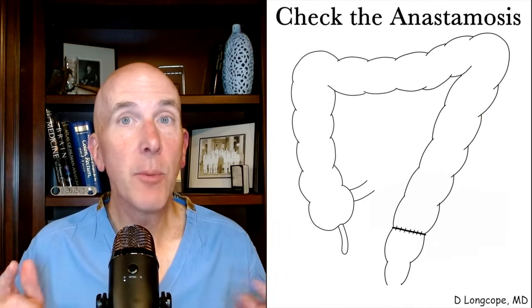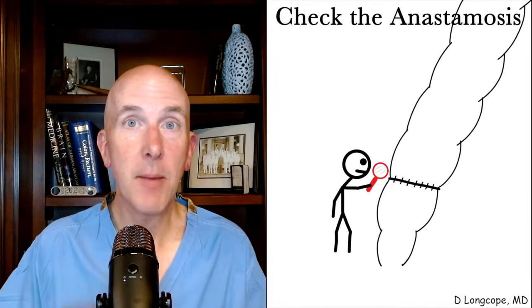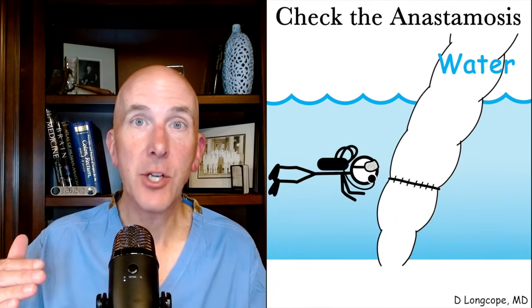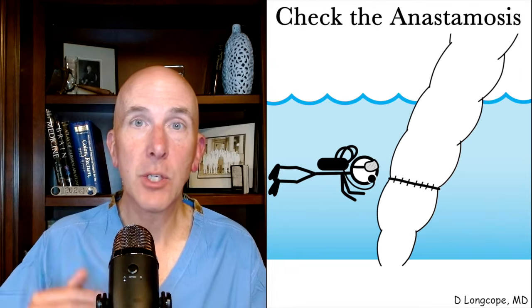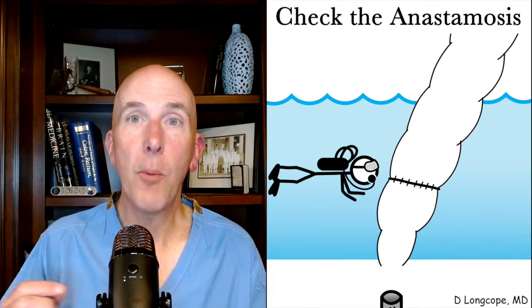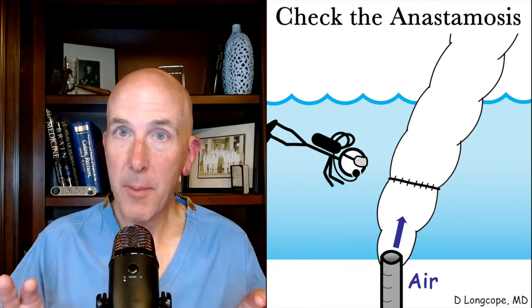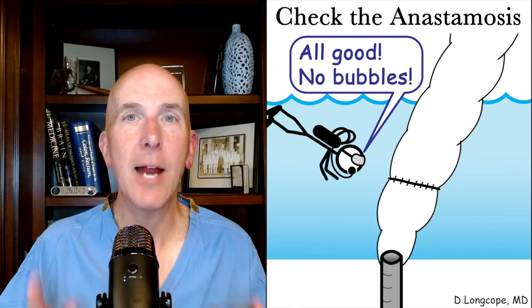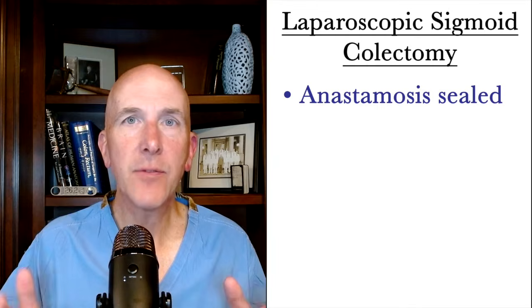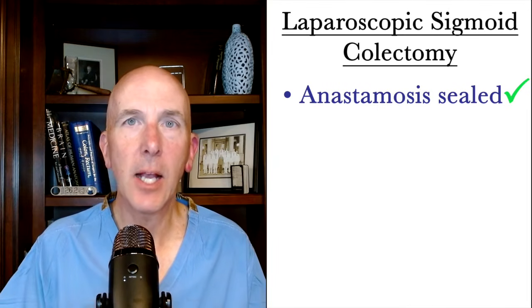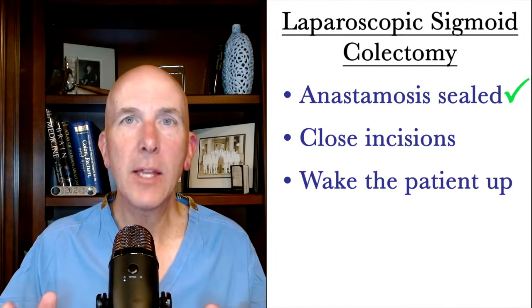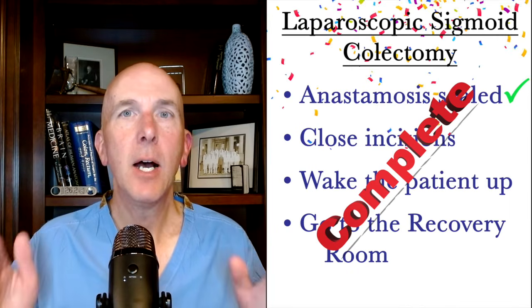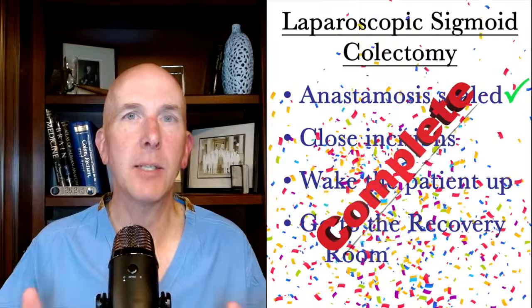One last thing we want to do before we're done is check that anastomosis and make sure there's no leak. So we put some saline or water in the patient, overflow that anastomosis so it's underwater, put a scope up into the rectum, put some air up in, distend that bowel, and make sure there's no bubbling or leakage, and make sure it's airtight. Once we're satisfied that that is sealed and not leaking, we close the incisions, wake the patient up, and bring him to the recovery room. We have successfully completed a laparoscopic sigmoid colectomy.